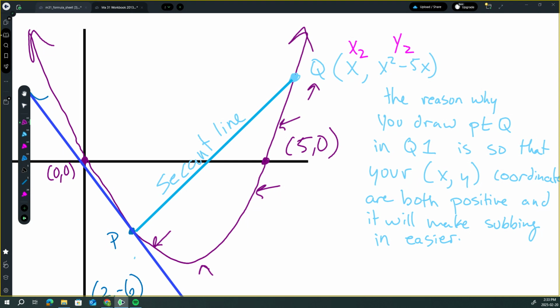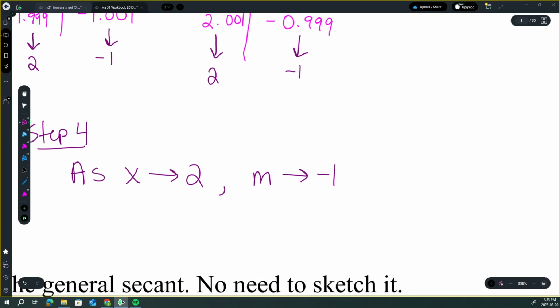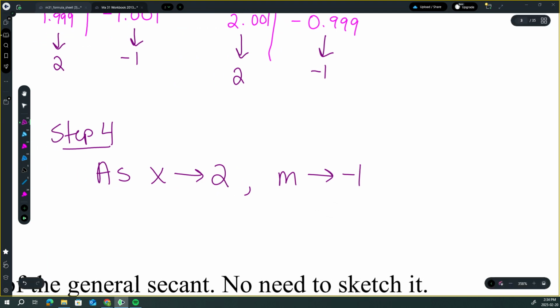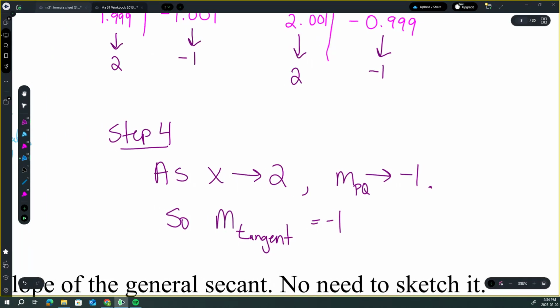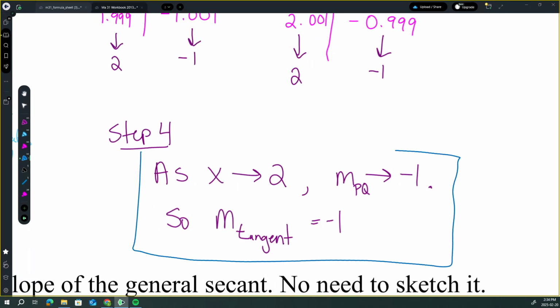the slope of your secant line slowly becomes closer and closer to the slope of the tangent line. That's why we can say that as x approaches 2 from both the left and the right side, the slope of your secant line, which is PQ, approaches negative 1. So that must mean the slope of your tangent line is equal to negative 1. And that's our final answer, so I'll put a dark blue box around that.